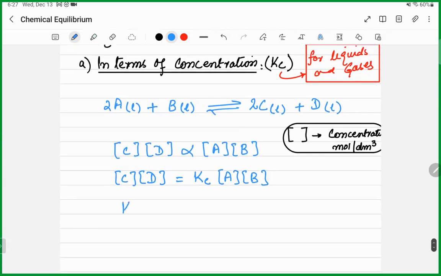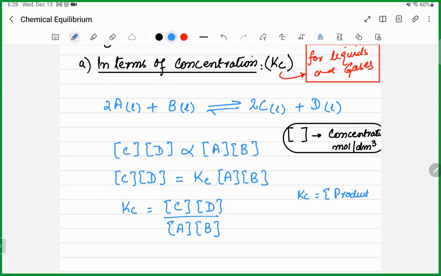So the Kc is basically the concentration of product divided by the concentration of reactant. Okay? Kc is always concentration of product divided by the concentration of reactant. But here there is a problem. The problem is that while writing down this expression of Kc, I didn't consider the stoichiometric ratio or the molar ratio of a balanced chemical equation. I didn't consider it, right?